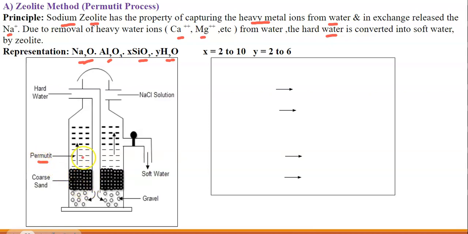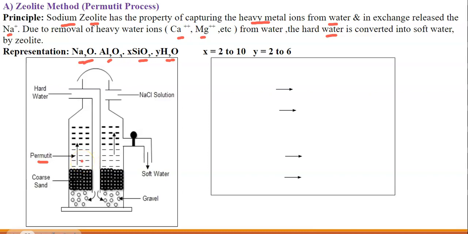Why have we placed these three layers? When hard water enters through the top, it will first pass through the gravel. Whatever larger size impurities are there in water will get removed. Then it will pass through coarse sand, so smaller size impurities will also get blocked. Then the water will pass through permutit, because we know permutit has a honeycomb-like structure, which means it has few gaps. If the larger size impurities are not removed beforehand, they may block the zeolite.